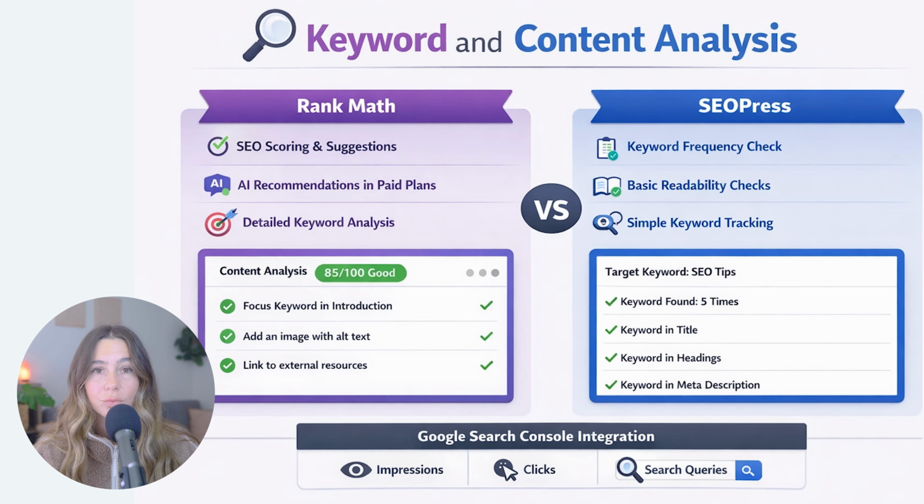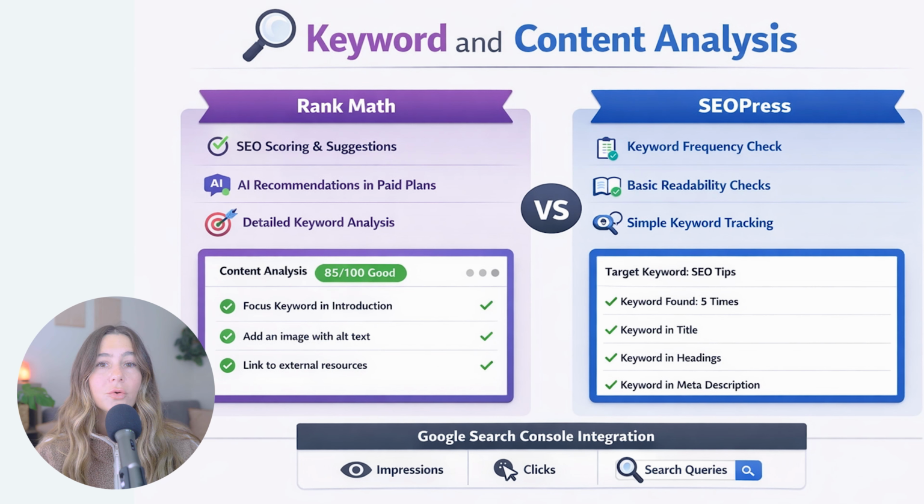In its paid plans, Rank Math also includes an AI assistant that can suggest related keywords and topic ideas. This feature is designed to help writers expand their content so it covers more search intent around a topic. SEOPress takes a simpler approach. You can set a target keyword for your page and the plugin will track how often that keyword appears in the content.